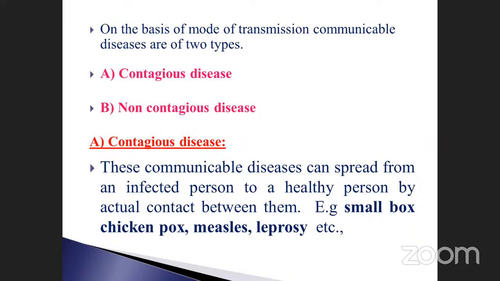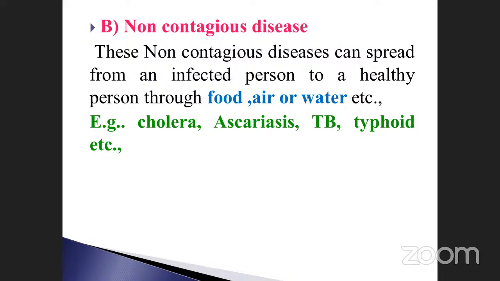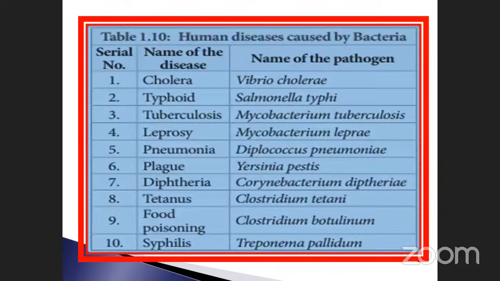What are the microorganisms responsible for the disease? Okay. Non-contagious, what does that mean? Non-contagious diseases cannot spread from the infected person to a healthy person through food, air and water. Cholera, ascaris, TB, typhoid, etc. are non-contagious. Just note it down. This is very, very important.